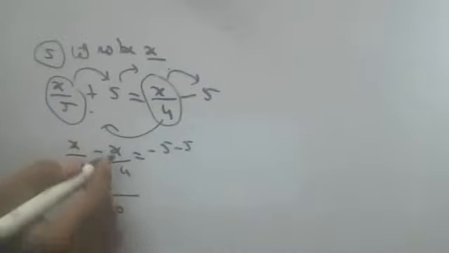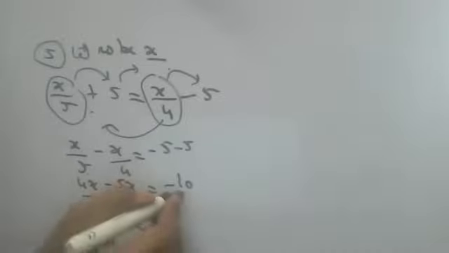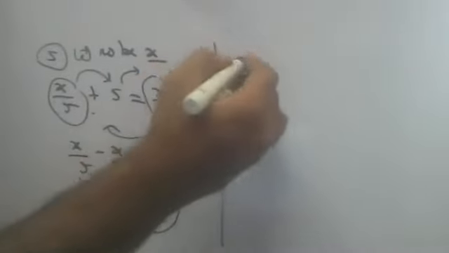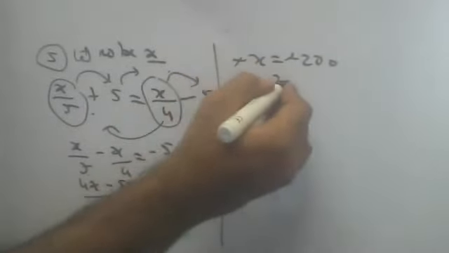So the LCM of 5 and 4 is 20. 5 fours are 20, 4 into x, 4x. 4 fives are 20, 5 into x, 5x is equal to minus 5 minus 5, minus 10. 20 will go up, children. So what you are getting: 4x minus 5x is minus x, children. Minus x is equal to minus 200. Minus minus cancel. x is equal to 200.